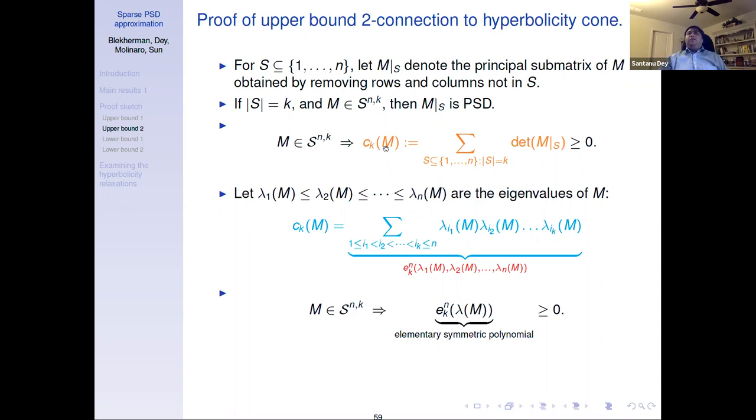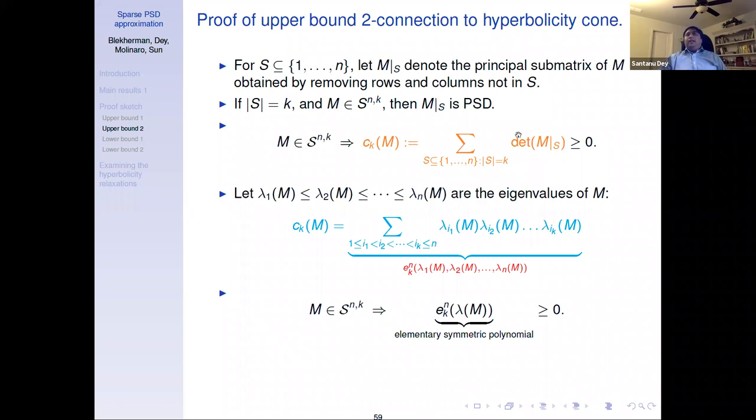I mean, this is a well-known equation. This expression in terms of the eigenvalues is called the elementary symmetric polynomial, sometimes denoted as ENK. So what we're saying is ENK of the eigenvalues is precisely equal to CKM, which is the sum of all these k by k minors.